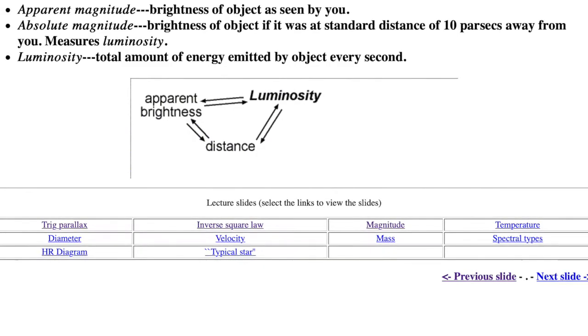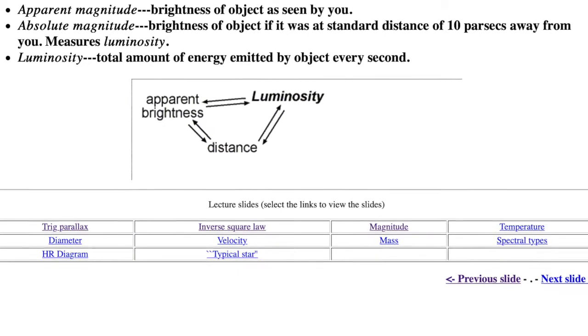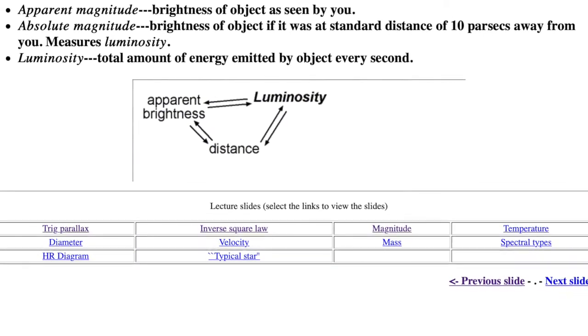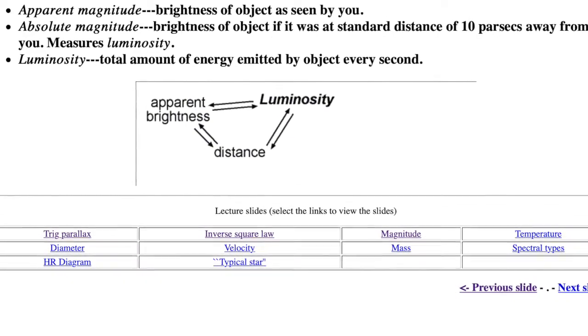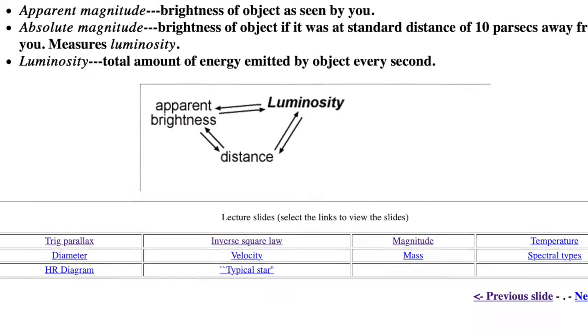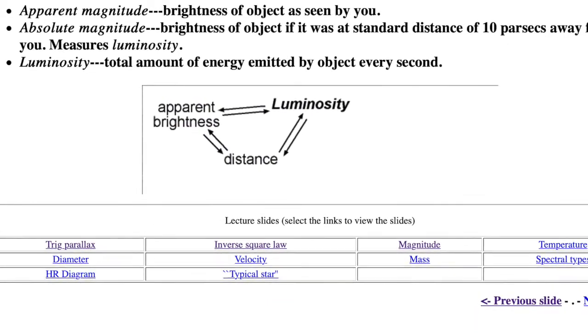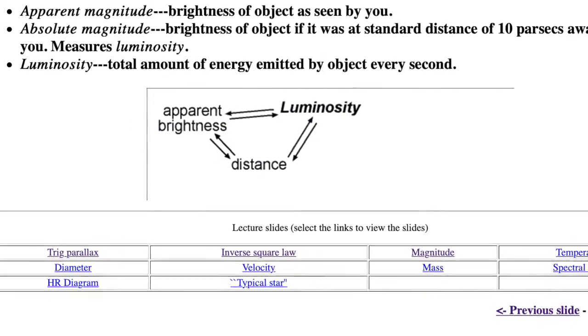Next slide. This slide shows the triangular relationship between the apparent magnitude, or the apparent brightness, of an object, and the distance of the object, and the true power output of the object, called the luminosity. The luminosity is the total amount of energy emitted by the object every second.